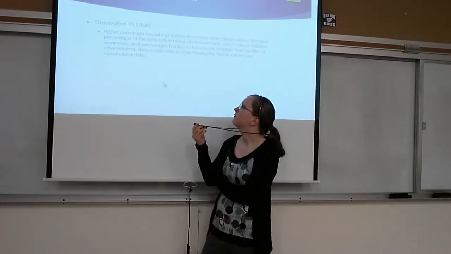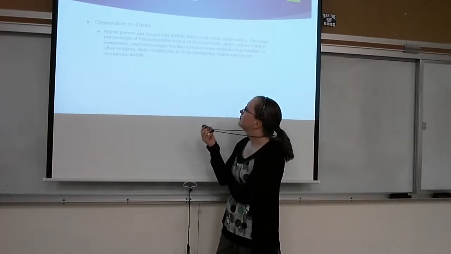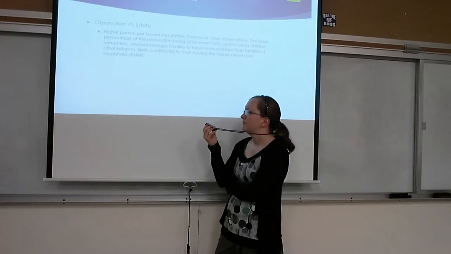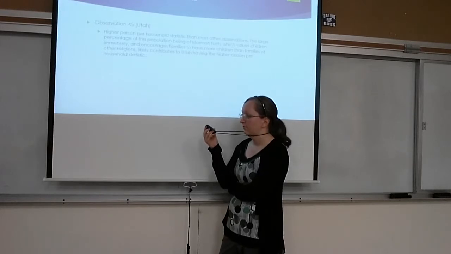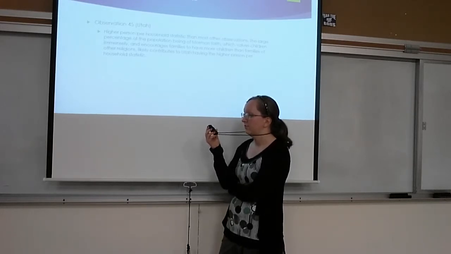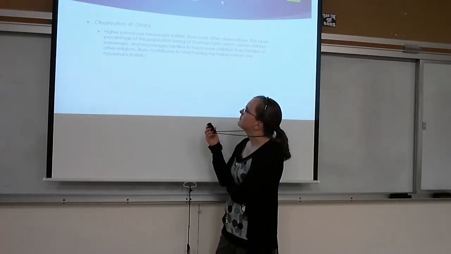Oh, and Utah also was flagged. It had a higher people per household percentage, and I kind of suspected that was because of the high percentage of Mormons who live in Utah, and their faith, they typically value children and tend to have more children than other families.